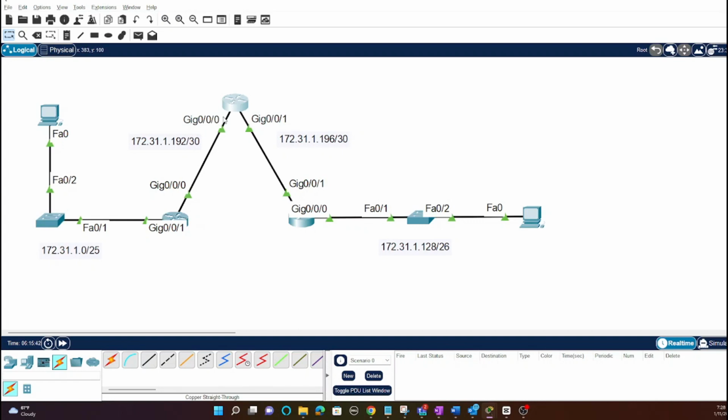Because what happens if this was like the ISP or something, or for whatever reason you don't have the next hop IP address, but you know the exit interface towards that network, a network you don't even know about? You could just use this interface to get the traffic out of this router to keep it moving.